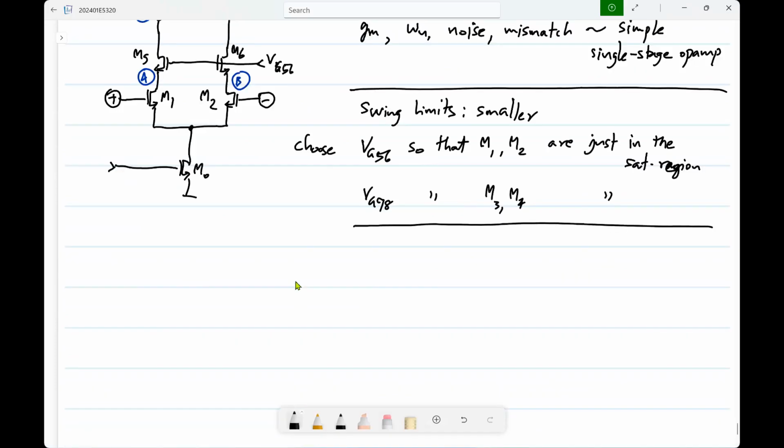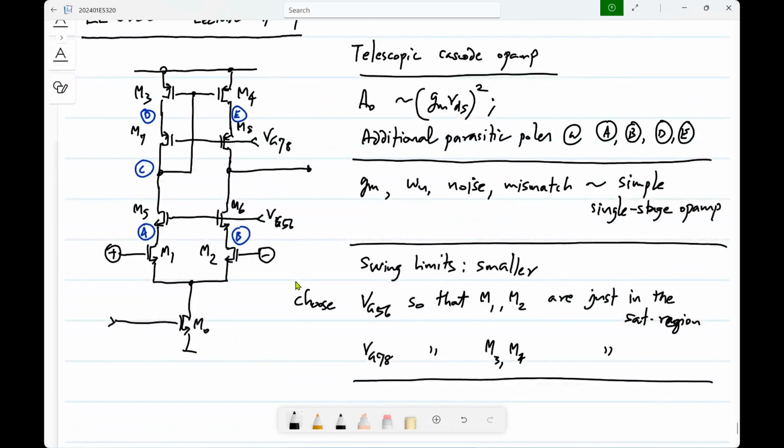Any questions on the telescopic cascode op-amp? Yeah, I mean, if you find the right combination of threshold voltages and power supply, yeah, I think so. And maybe a simpler case would be if they're equal, you just tie them together. You only have to generate one bias voltage. Then your swing limit will be VT on either side, VTP and VTN.